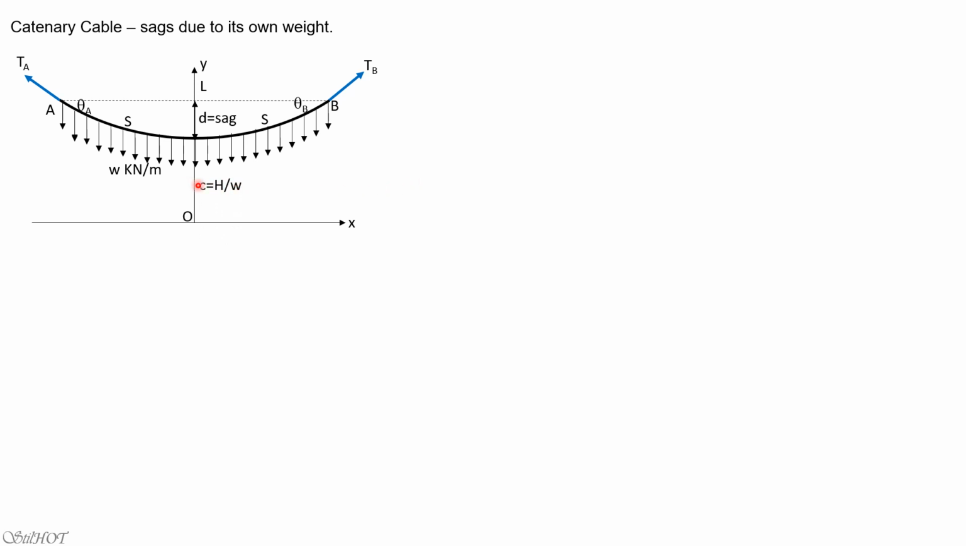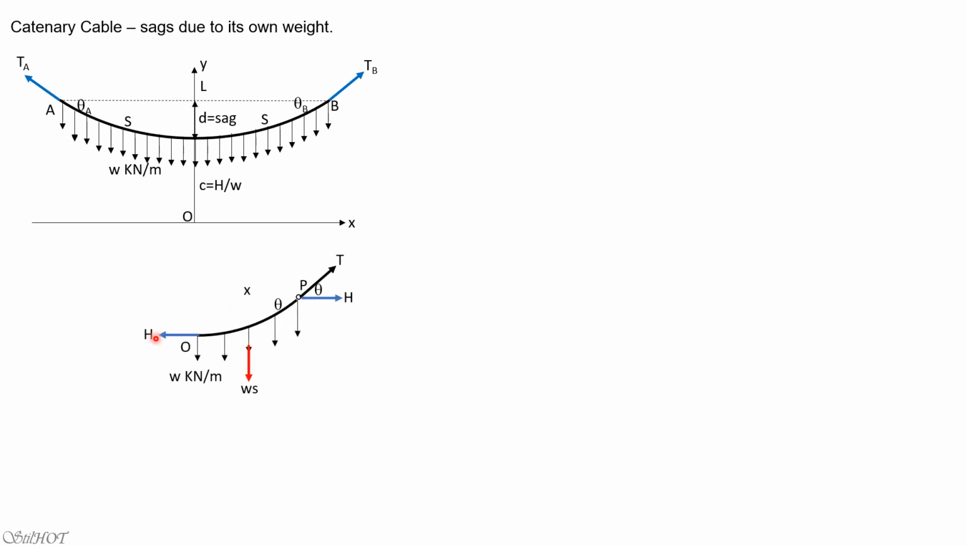So that's the origin. So c is defined as the ratio of the horizontal component of tension and the uniform weight of the cable. And what is new here is the origin is no longer at the lowest point of the cable, just like in parabolic cable. The origin was at the lowest point, but here it is below the lowest point, and the distance is c, which is defined by the ratio of the horizontal component of tension divided by the uniform weight of the cable.